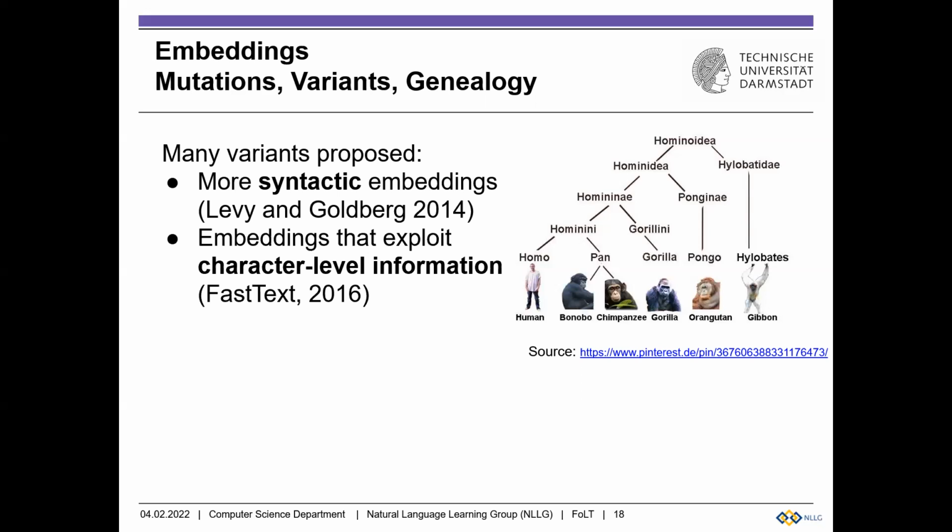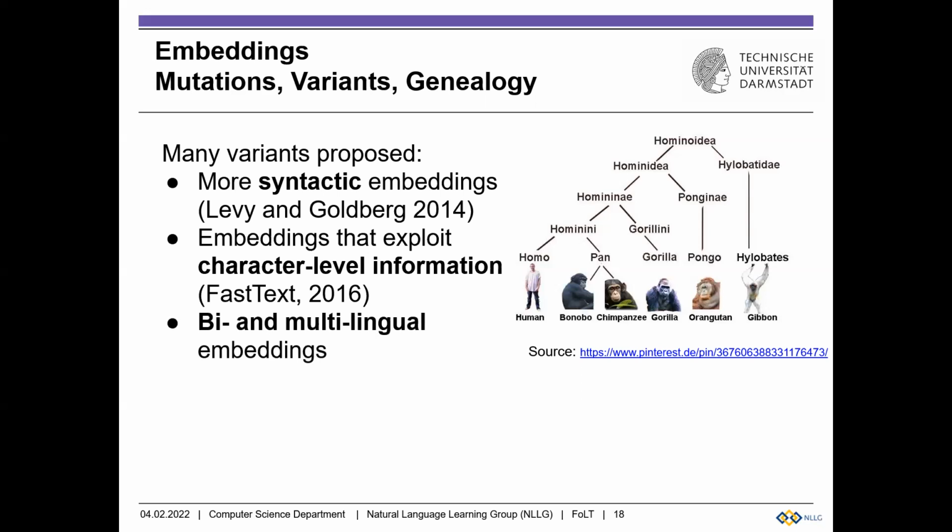And such models find it easier to deal with spelling variations, typos, and languages that have rich morphology, much richer than English, where there are different variants of words, let's say German, Latin, or Czech.